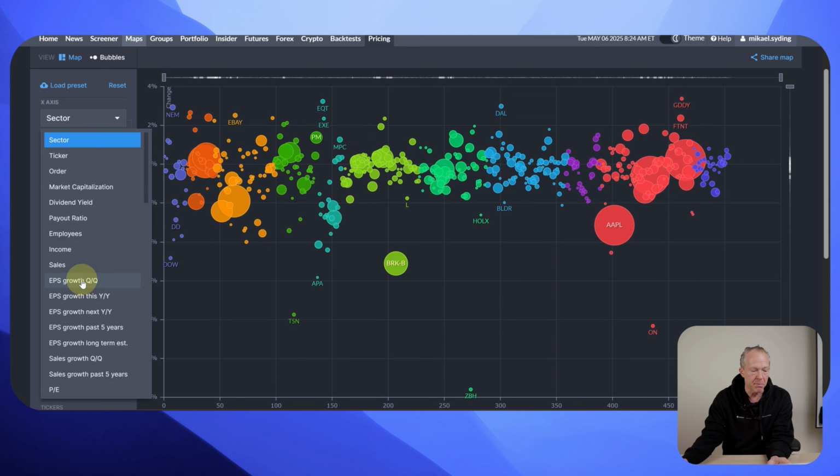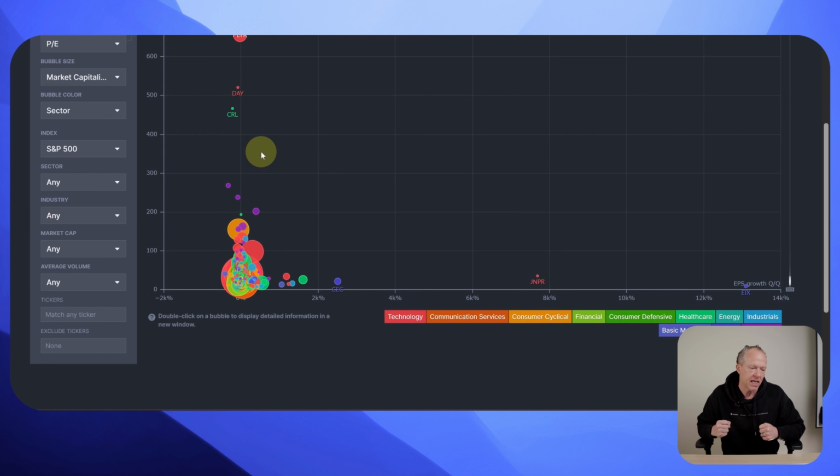Now we've already established that we are going to look at Apple because of its high total value, its high valuation, and its high PEG valuation.